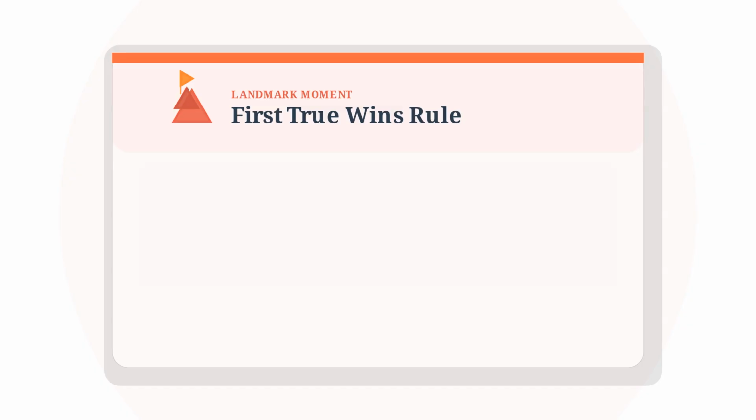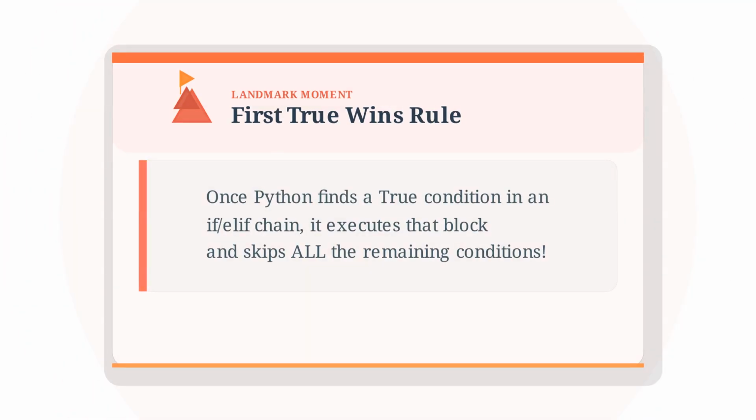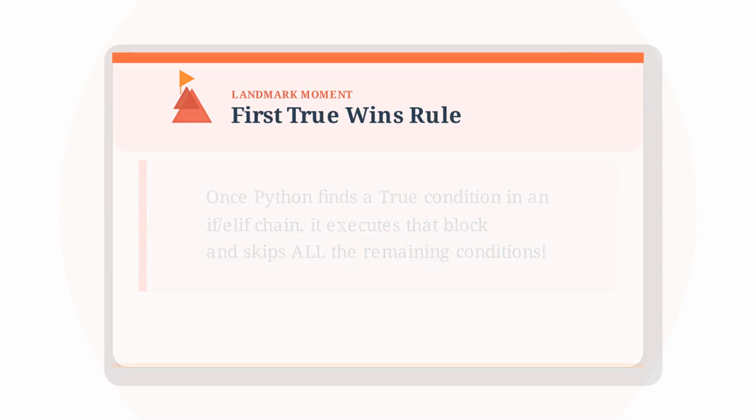This is absolutely critical to understand. Once Python finds a true condition in an if-elif chain, it executes that block of code and then skips all the remaining elif and else blocks. First true wins, and the game is over.